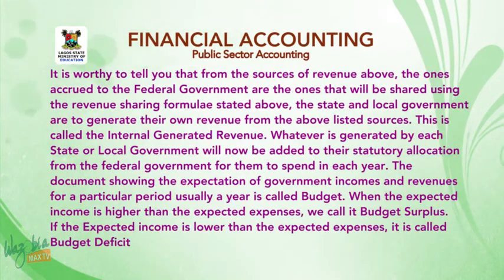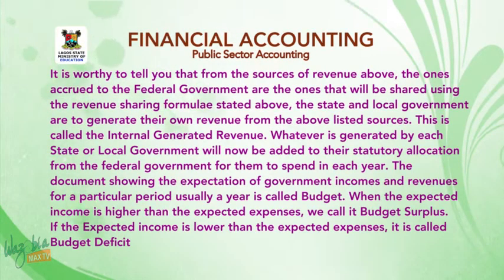It is worthy to tell you that from the sources of revenue above, the ones accrued to the federal government are the ones that will be shared using the revenue sharing formula stated above. The state and local government are to generate their own revenue from the above listed sources. This is called the internally generated revenue. Whatever is generated by each state or local government will now be added to their statutory allocation from the federal government for them to spend in each year.